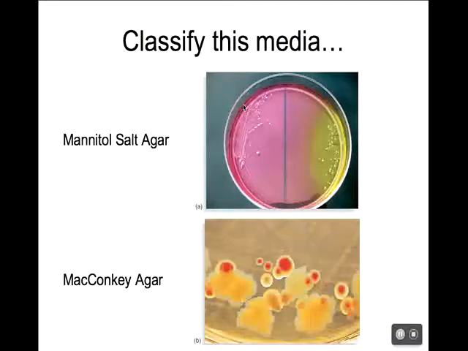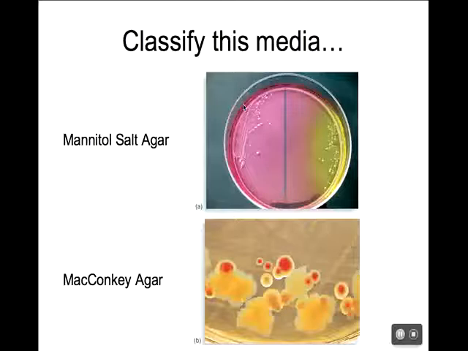All right, some more examples here. On the top, this is mannitol salt agar. The recipe for mannitol salt agar includes ammonium sulfate, potassium phosphate, a sugar called mannitol, sodium chloride. All of these things would be chemically definable, so this is a synthetic media. There is a high salt concentration in mannitol salt agar.